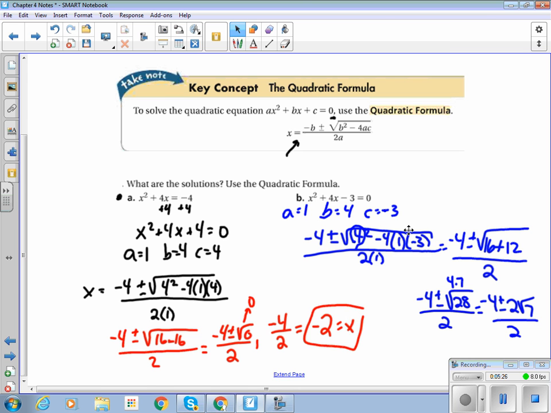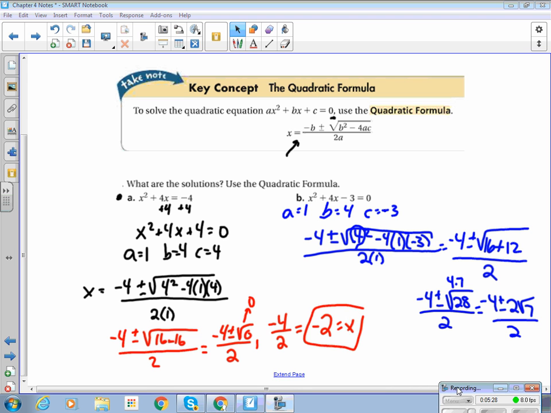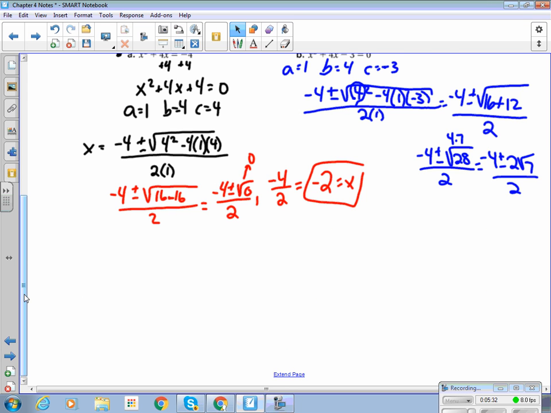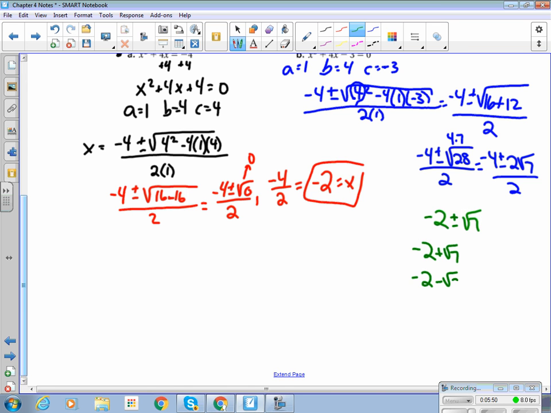And both of those terms are divisible by 2, so I'm going to go ahead and divide by 2. Negative 4 divided by 2 is negative 2. 2 times the square root of 7 divided by 2 is the square root of 7. So my answer is negative 2 plus square root of 7 and negative 2 minus square root of 7.